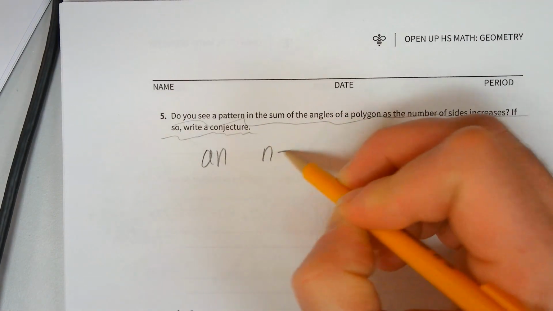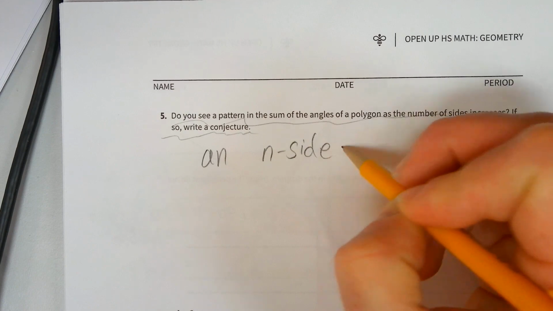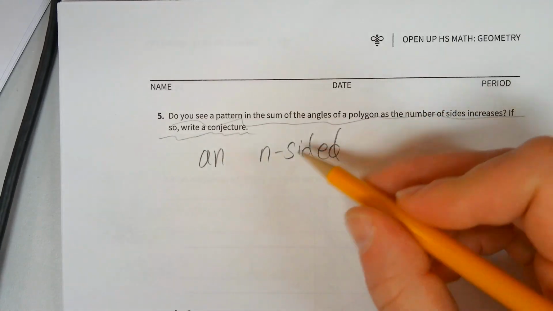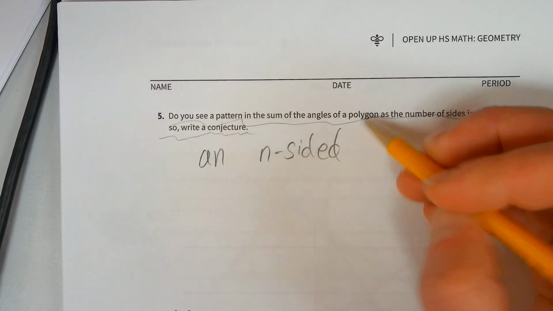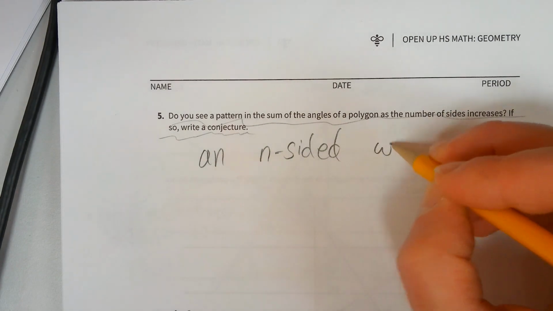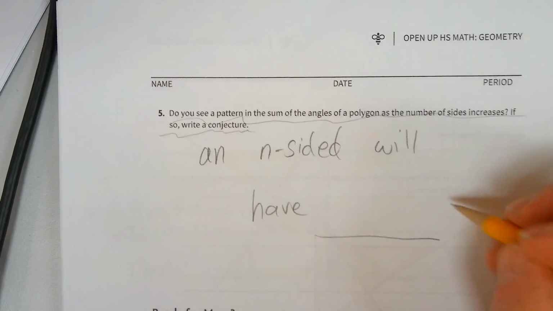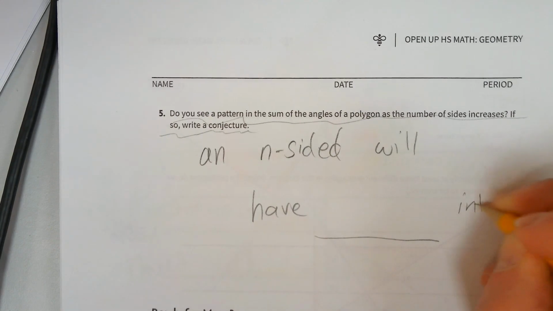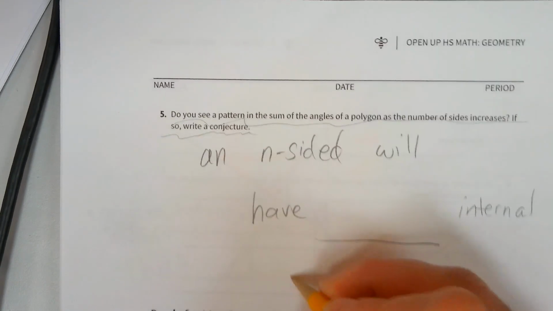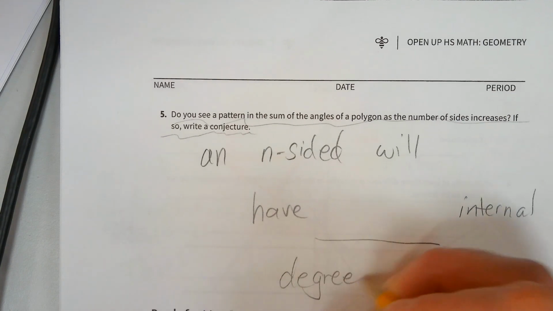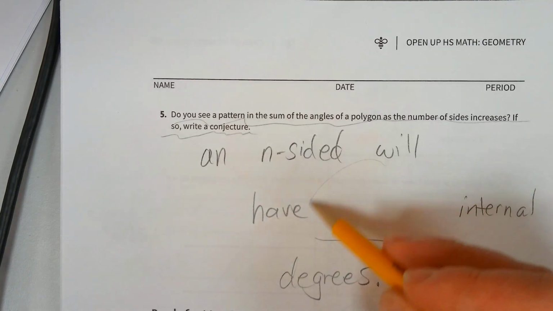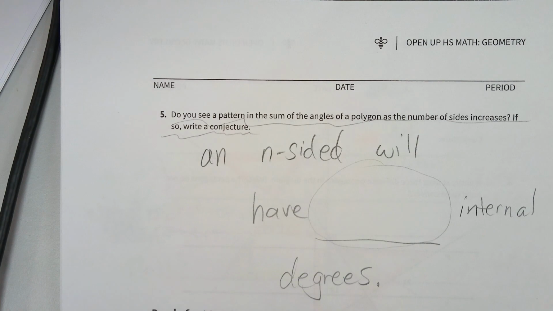An n-sided, which means any number n, like could be 7 sides, 8 sides, 9 sides, but whatever sides, we can maybe figure out a formula. We'll have blank internal degrees. If you add up all the angles inside. This is going to be a formula. Maybe.